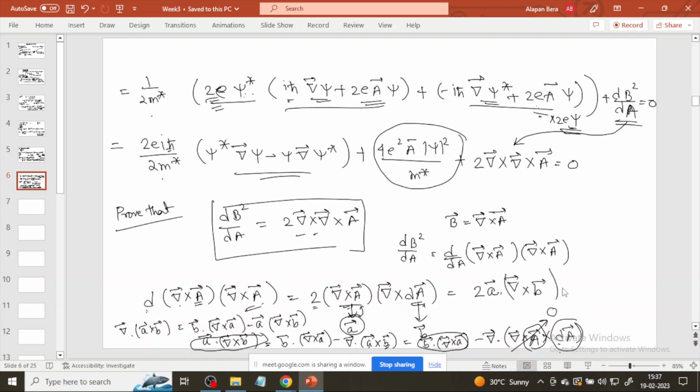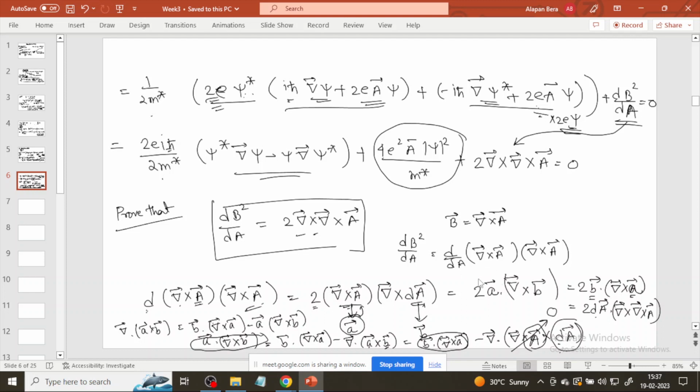So we put this here: 2 into B dot curl of A. This gives us 2 dA. We again put the expression of B here, dot, this is small a. We also put the expression of A here, curl of A.